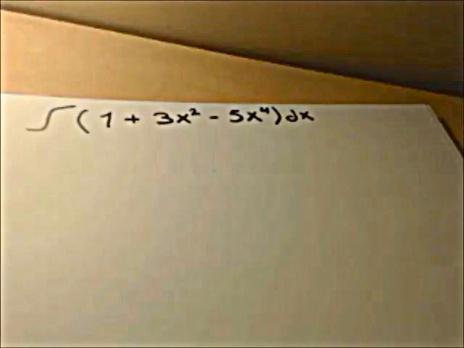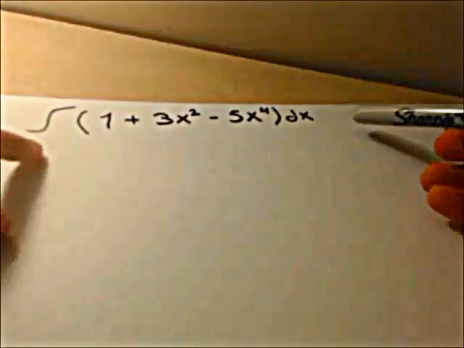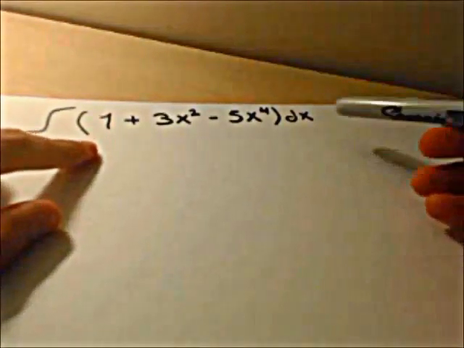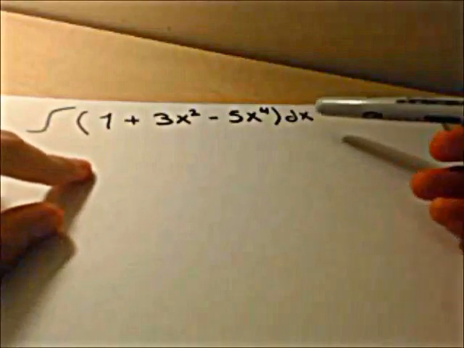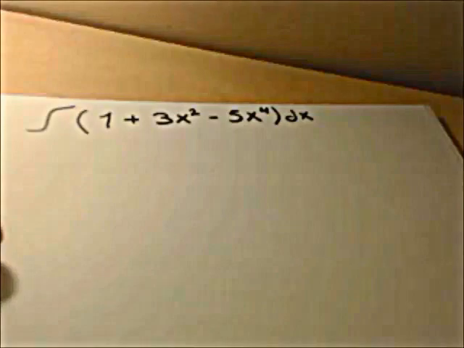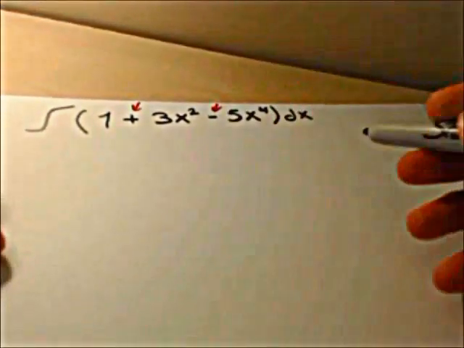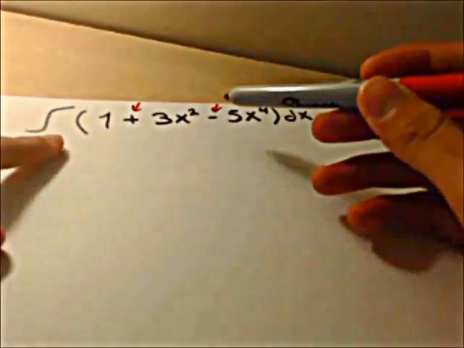Okay, in this video I'm gonna solve basic integral problems, and by basic I mean there's no substitution or partial fraction, just nothing any crazier than that. Alright, so what we've got here is the integral of 1 plus 3x squared minus 5x to the power 4 dx. Notice we've got plus and minus signs, so we take the integral of each piece at a time.